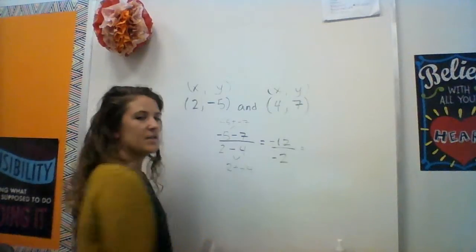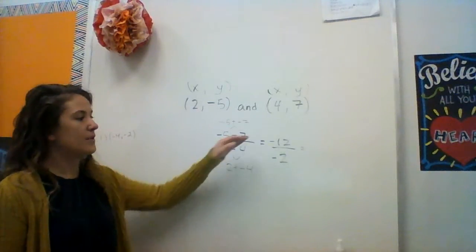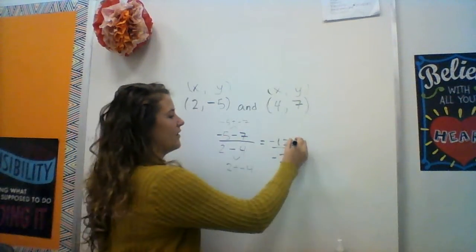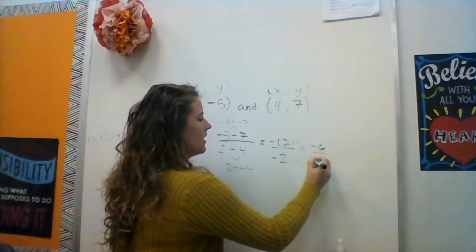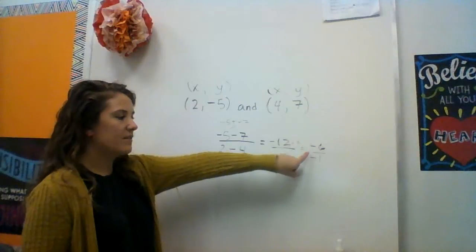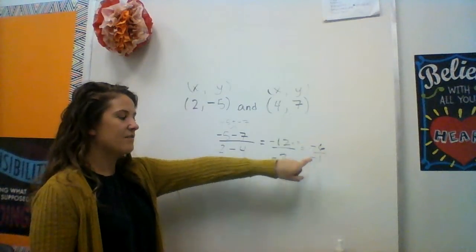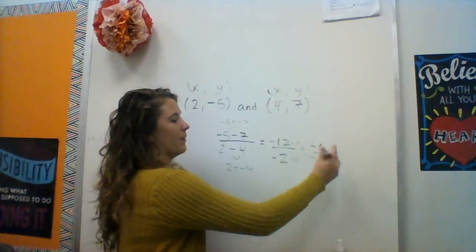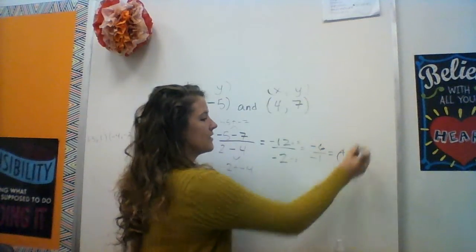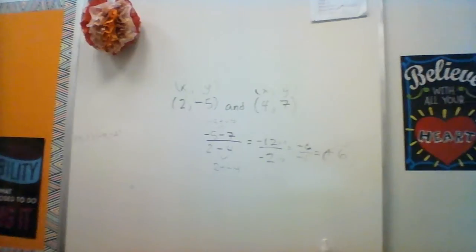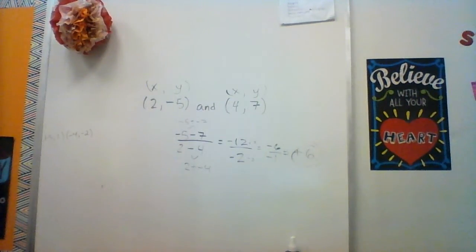I know that this bar means to divide. Some people might want to simplify their fraction, which you can. You can divide both of these by 2. That would give you -6 over -1. Well, -6 divided by -1, a negative divided by a negative, because it's on top and bottom, is going to be positive, and 6 over 1 is just 6. So this line has a slope of 6.